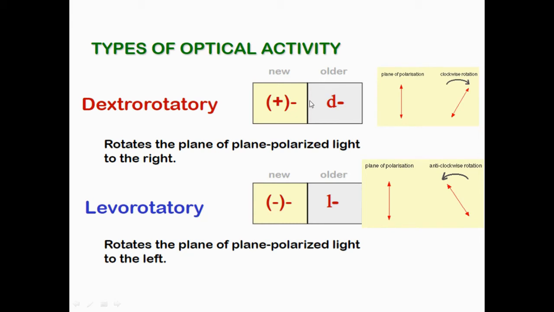The dextrorotatory, nowadays in the new convention, is indicated by a plus sign. In the older convention, it is indicated by a small letter d. Similarly, levorotatory, nowadays, is represented by a negative sign. In the older convention, it is represented by a small letter l.